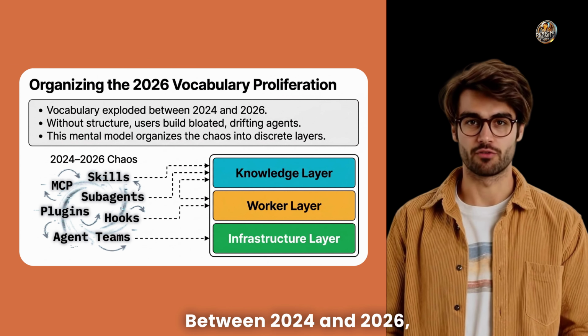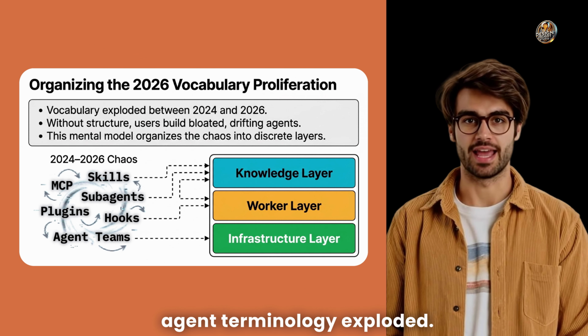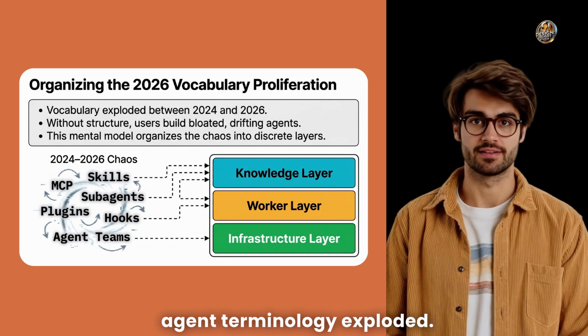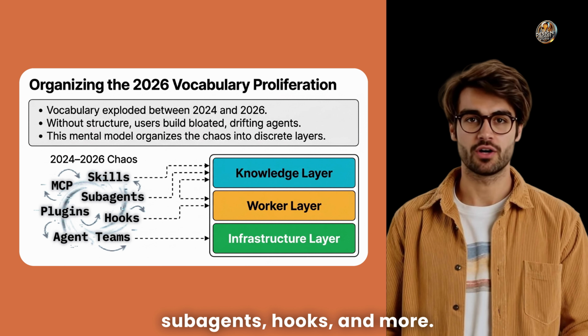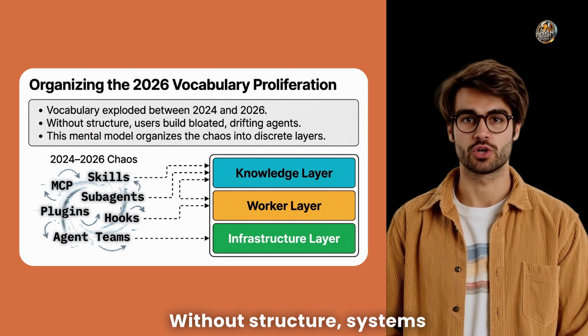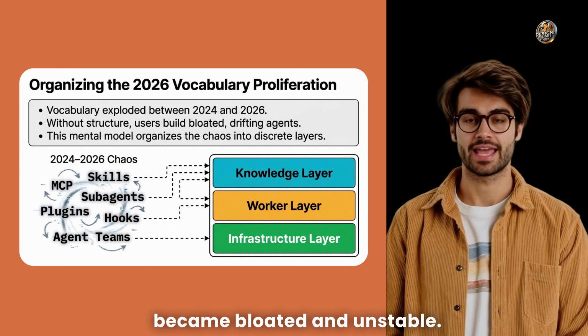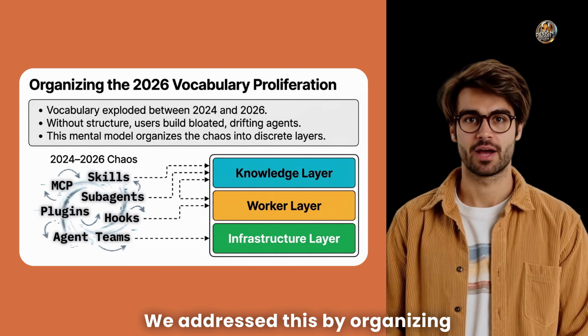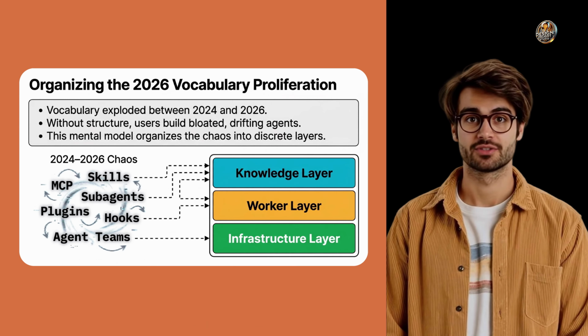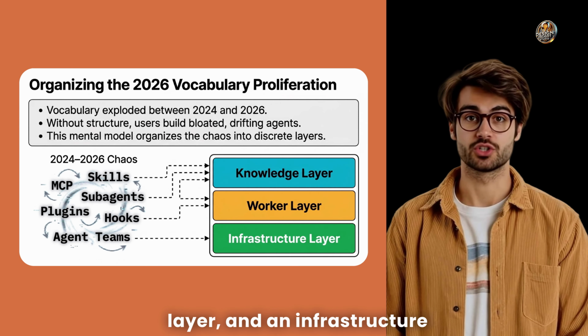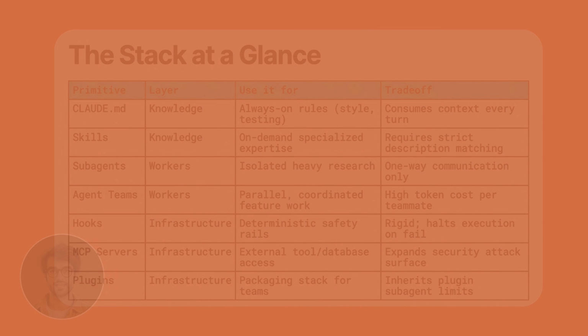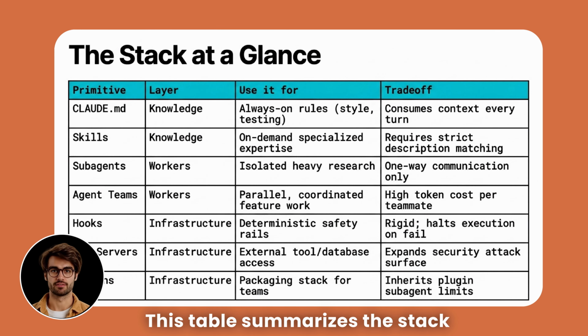Between 2024 and 2026, agent terminology exploded. Skills, plugins, MCP, subagents, hooks, and more. Without structure, systems became bloated and unstable. We address this by organizing everything into 3 layers: a knowledge layer, a worker layer, and an infrastructure layer that anchors the stack. This table summarizes the stack.